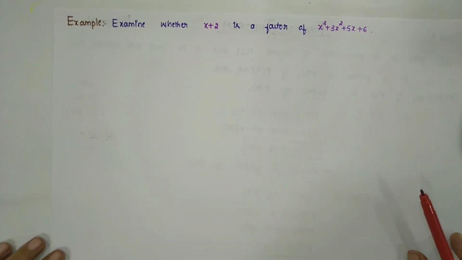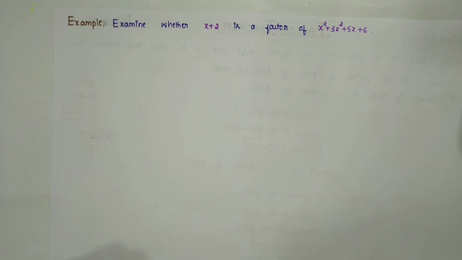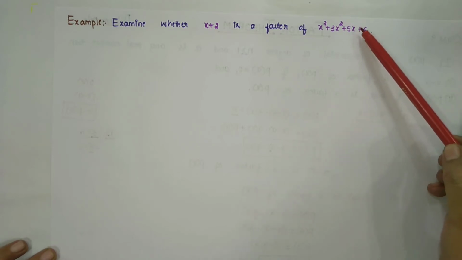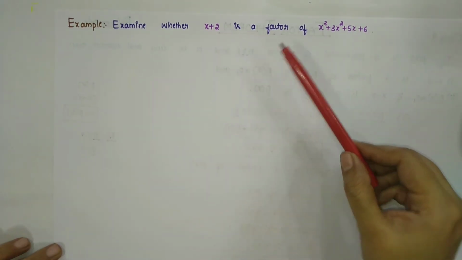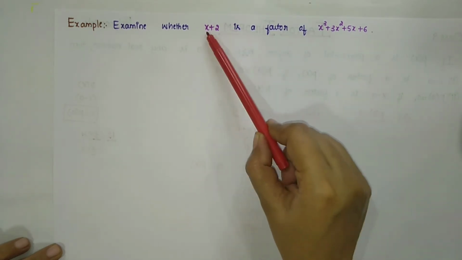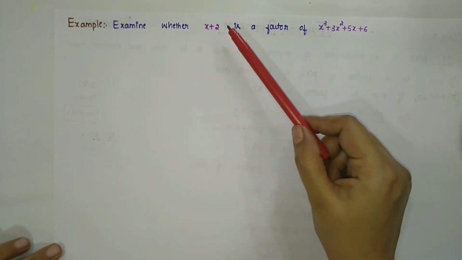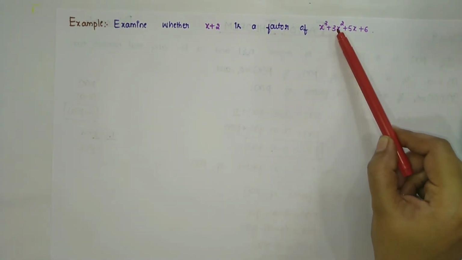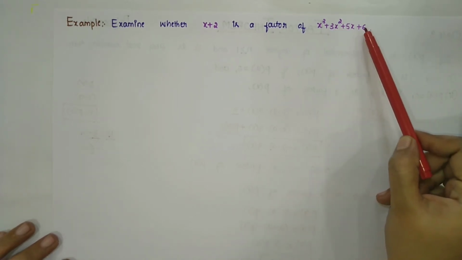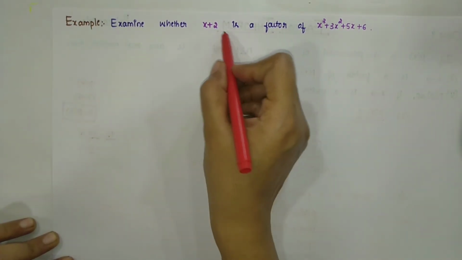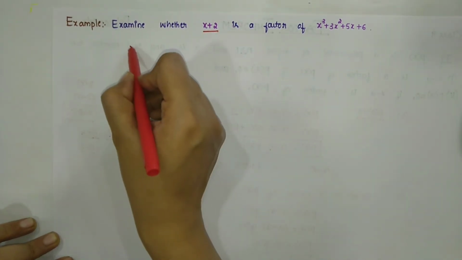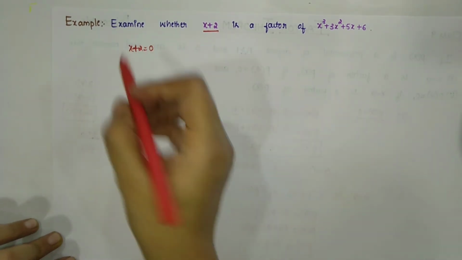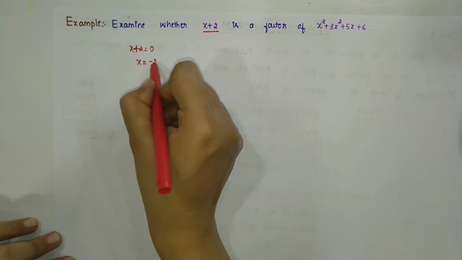So here I have taken this example. Examine whether x plus 2 is a factor of x cube plus 3x square plus 5x plus 6. That is, you have to verify whether this given linear polynomial x plus 2, which is in the form of x minus a, is a factor of the given polynomial p of x, that is x cube plus 3x square plus 5x plus 6. For this you have to find the value of x here. So x plus 2 is equal to 0. By taking x plus 2 equal to 0, we will get the value of x as minus 2.